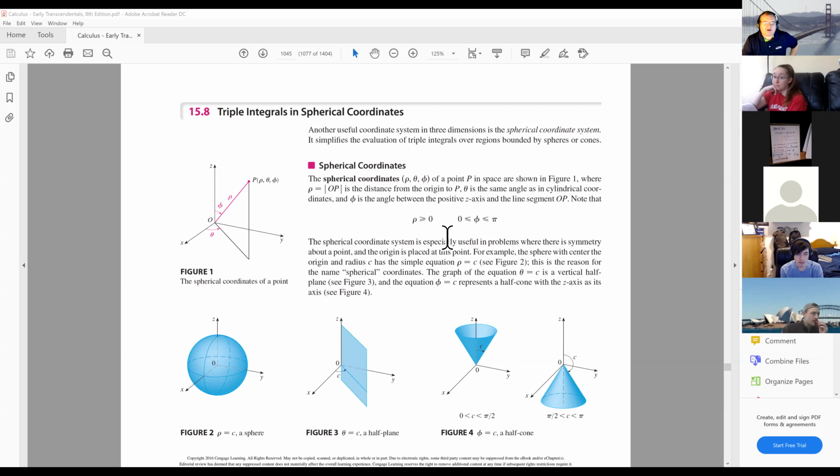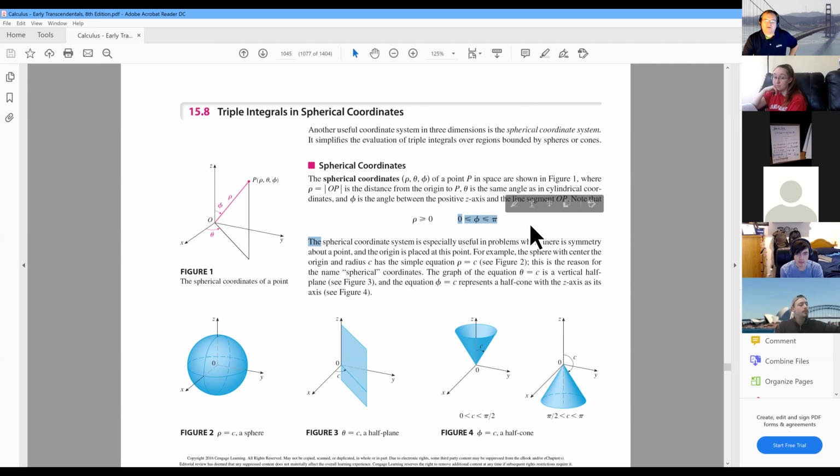Another interesting fact that is very easy, and I almost forgot it myself, is that rho has to be positive, which makes sense, the distance from the origin to a point. And phi must be between 0 and pi. Now you might think, well, how does that work? Well, if you're measuring z this way, and this is a positive z, that's 0. As you curve round, you get to pi, which would be vertically downwards. That entire movement covers the entire shape.